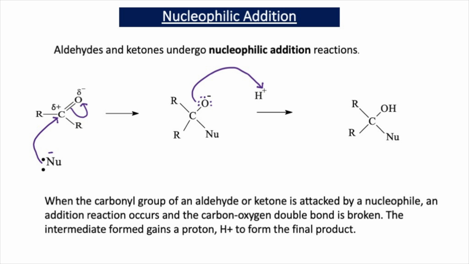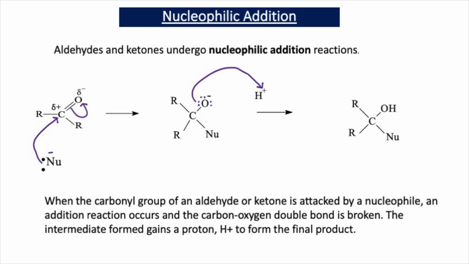Now this causes a coordinate bond to form between the H plus and the oxygen on the intermediate. And when this forms, I have my final product. And in this final product, you can see that the nucleophile has bonded via coordinate bond to the carbon, and a hydrogen in the form of H plus has also formed a coordinate bond to the oxygen to make an OH.